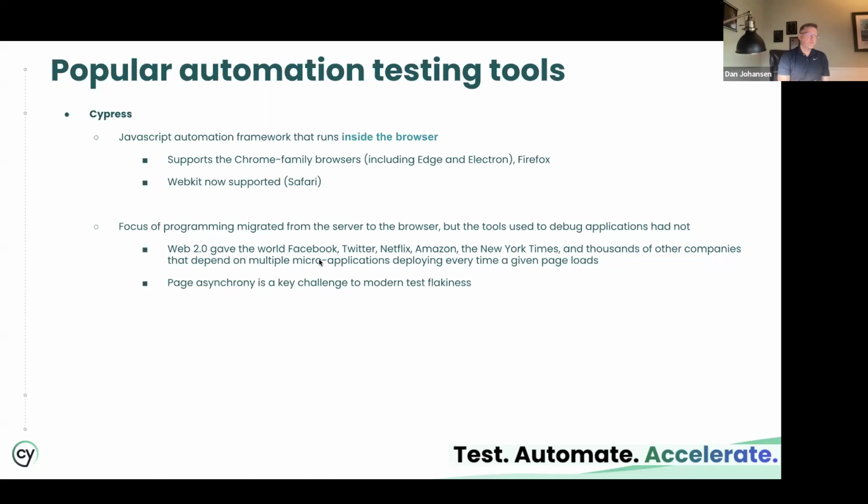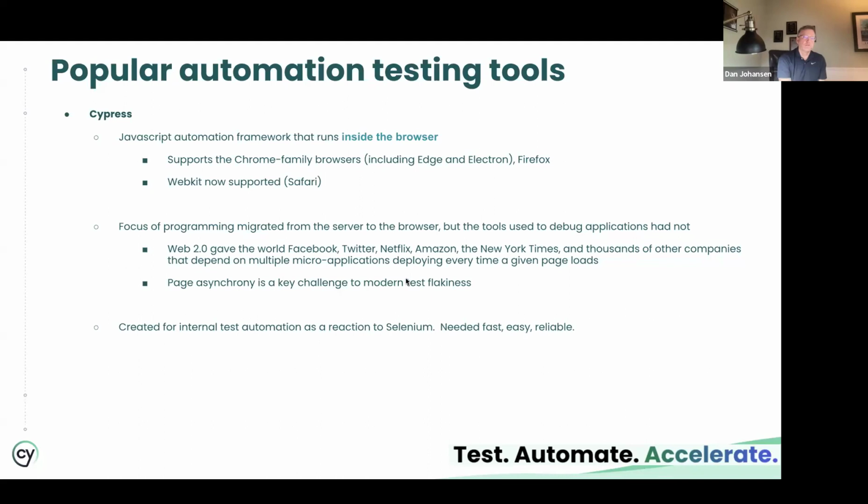And so one of the outputs of that is page asynchrony becomes a key challenge to a modern testing framework. And really, that's one of the key things that drives flakiness, is trying to deal with the asynchrony on a page. Is an element available? Is it ready for me to interact with at the time when my test is running? So in terms of Cypress, that's why Cypress was created.